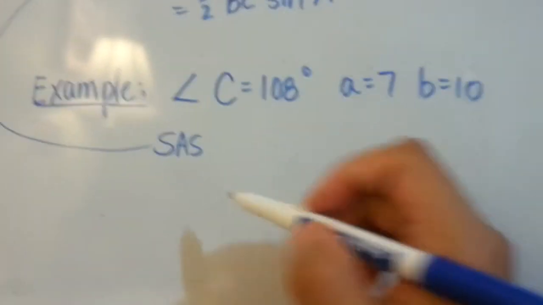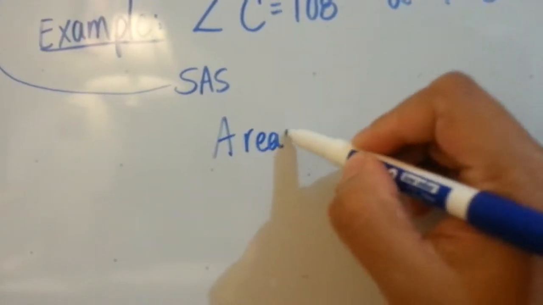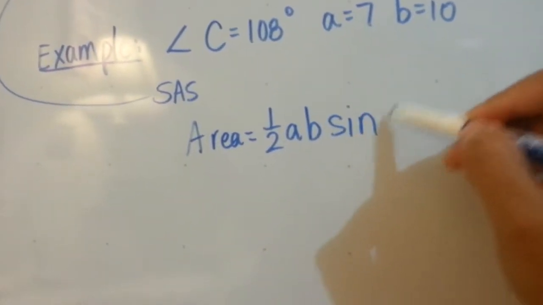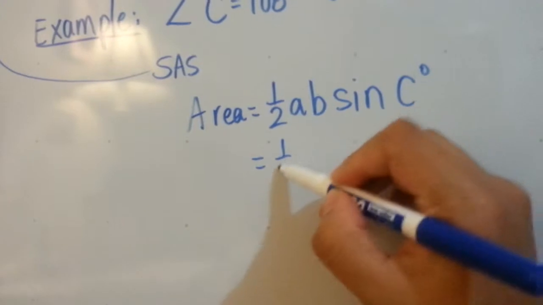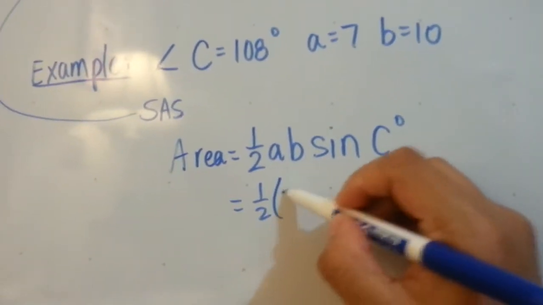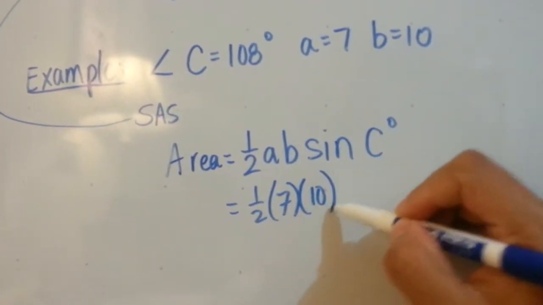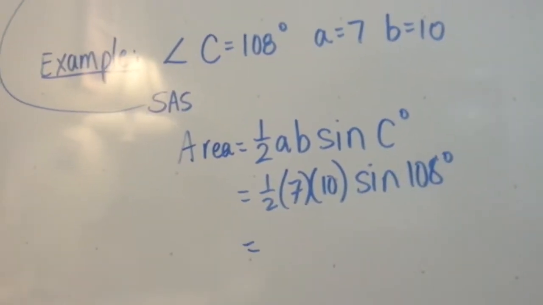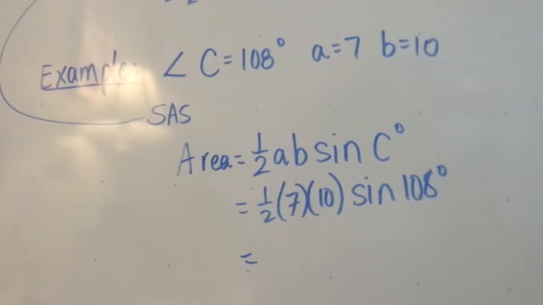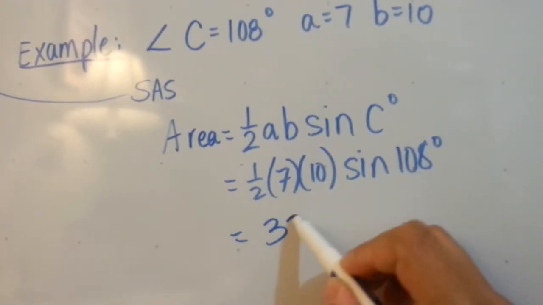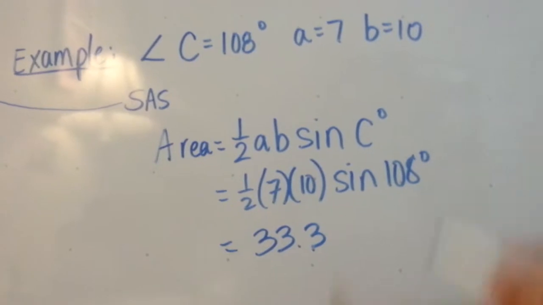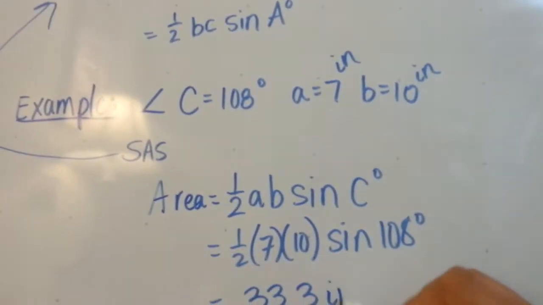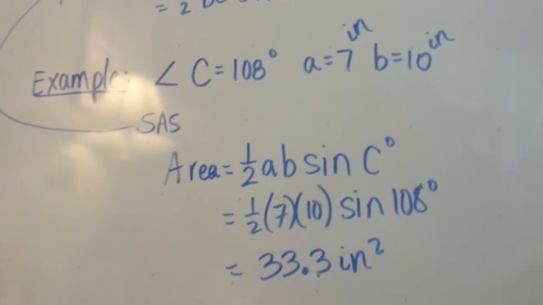Okay. So we know that the area is equal to 1/2 AB sine C, sine angle C. So 1/2 A being 7, B being 10, and then the sine of 108. And then you would type this into the calculator, and you would get that the area is 33.3. And if these were in inches, because they're lengths, then this would be inches squared.